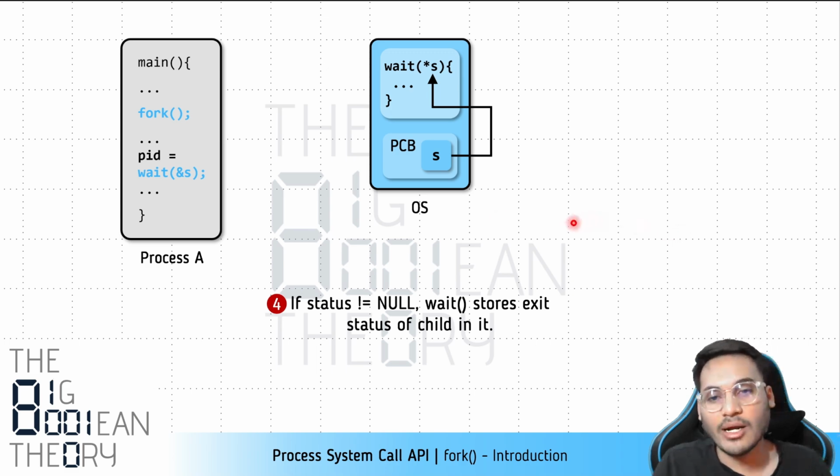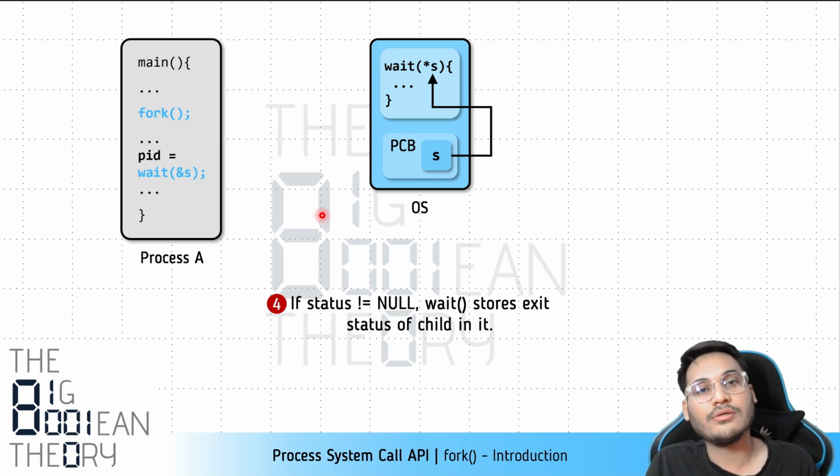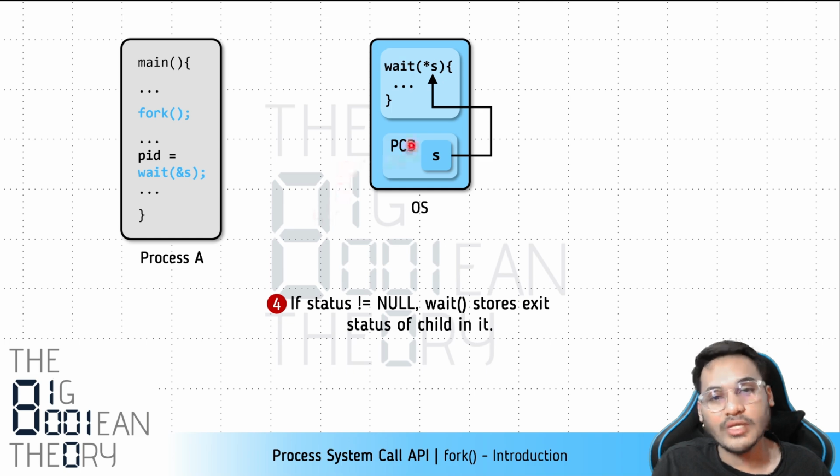And finally, the important part is collecting the exit code of the child. So when a child terminates, as we discussed, all of its resources are deallocated except for the process control block.